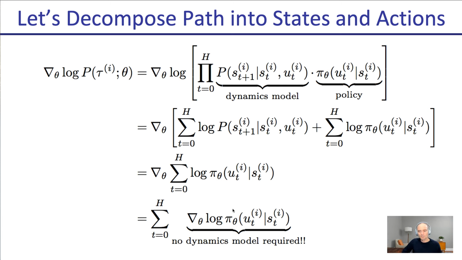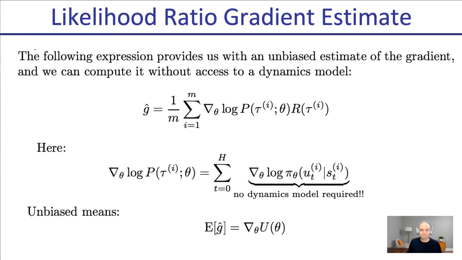And so what we see is to increase the probability of a trajectory, we would increase the log probabilities of actions along that trajectory. And to decrease the probability of a trajectory, we'll decrease the log probabilities of actions along that trajectory, actions in specific states.